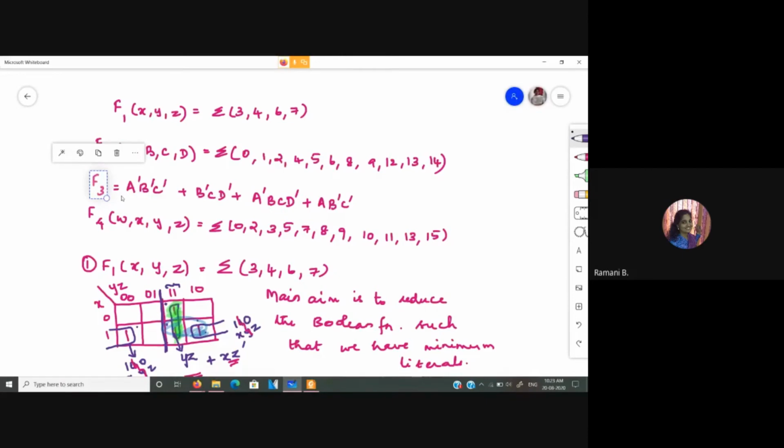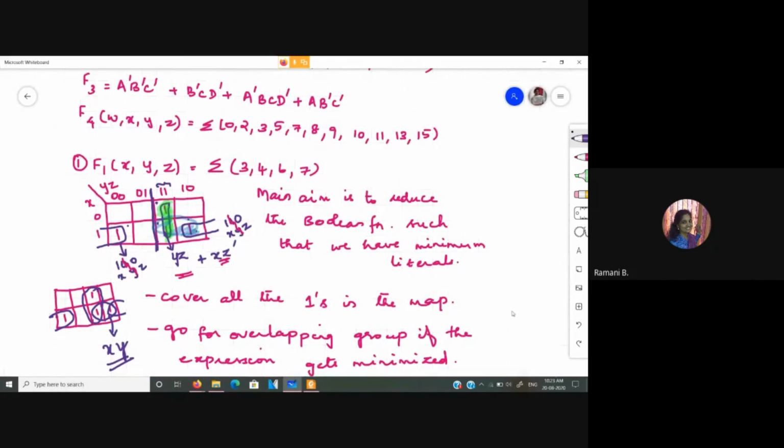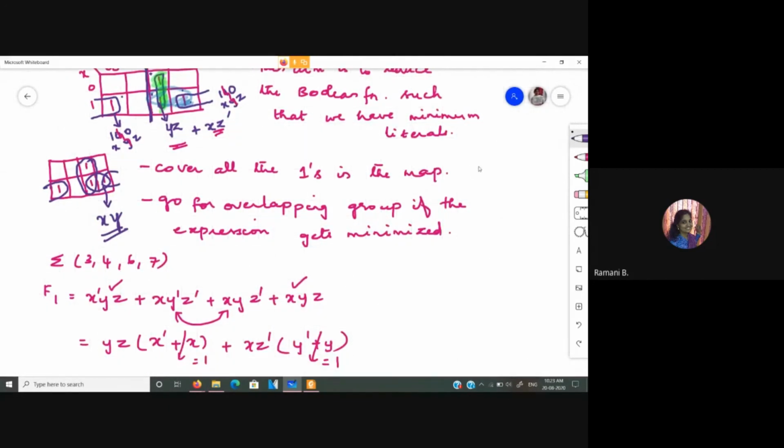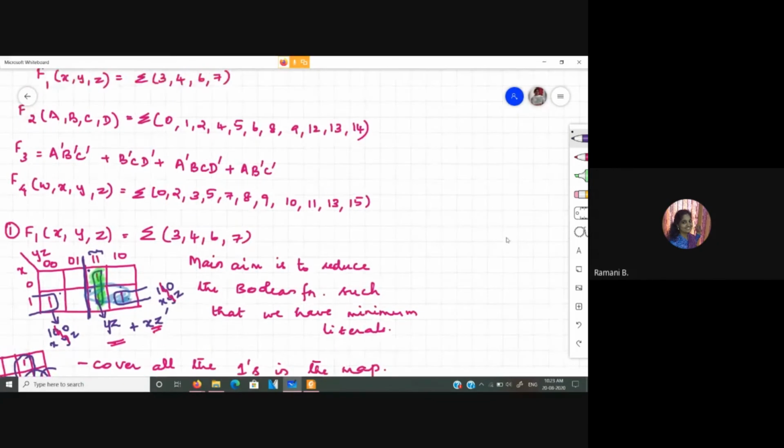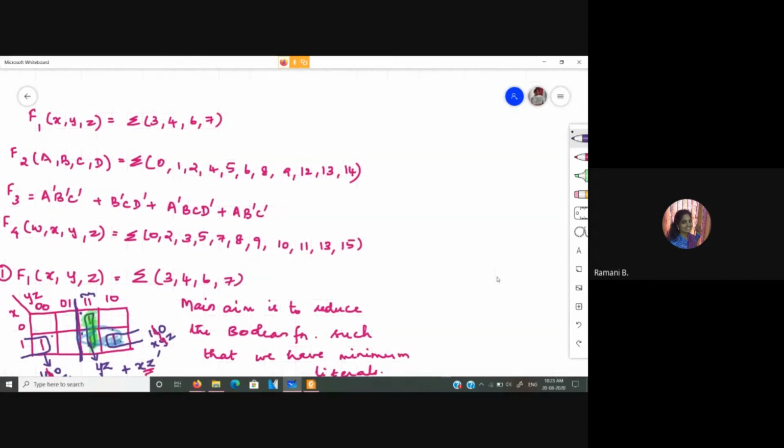So I have this F3 is equal to A bar, B bar, C bar. I will take it here. F3 is equal to A bar, B.